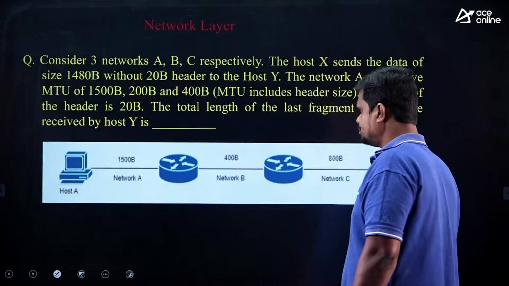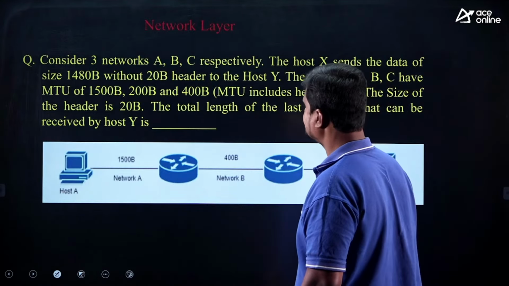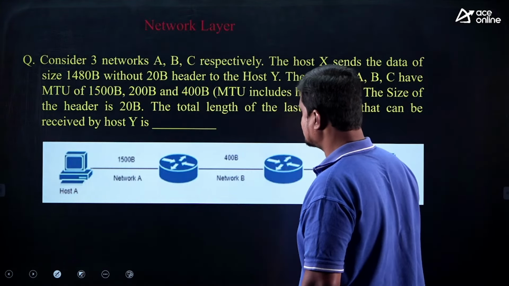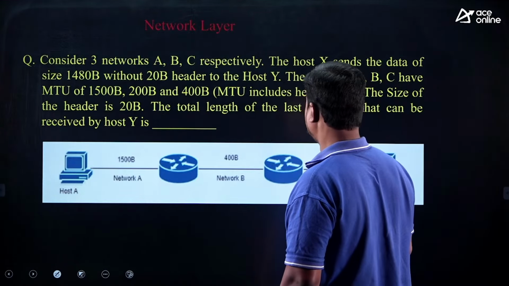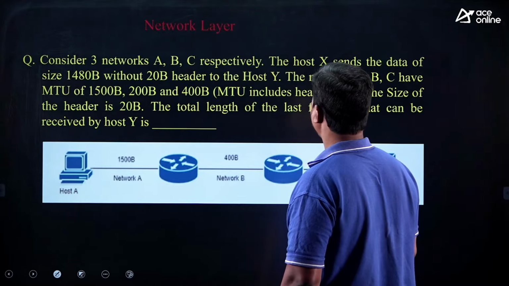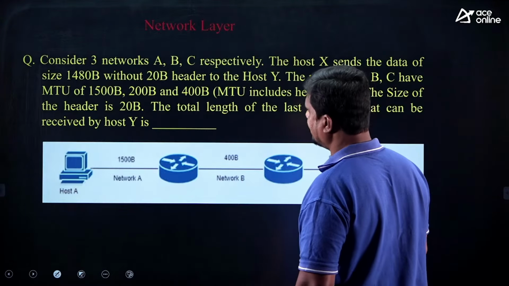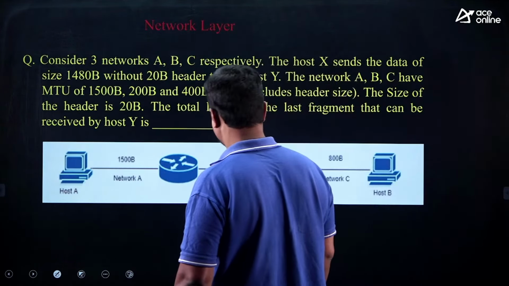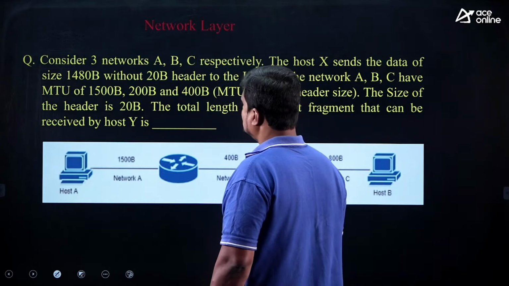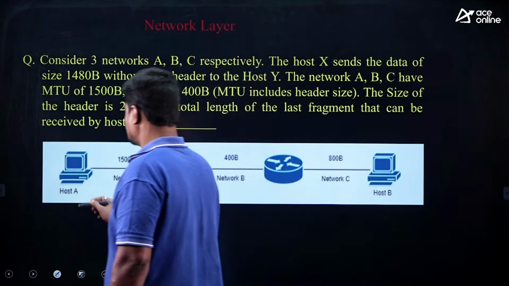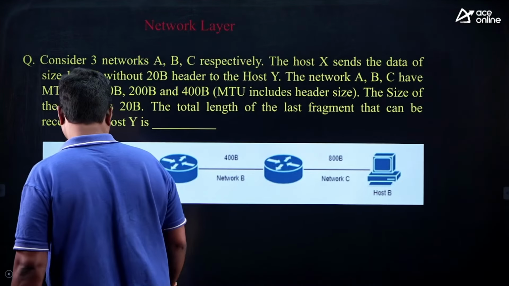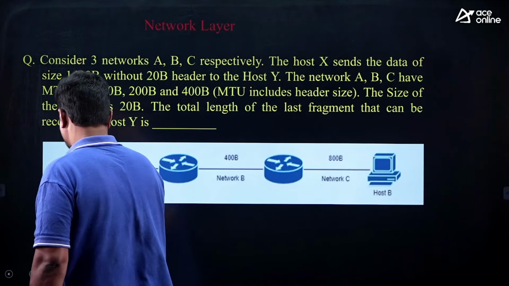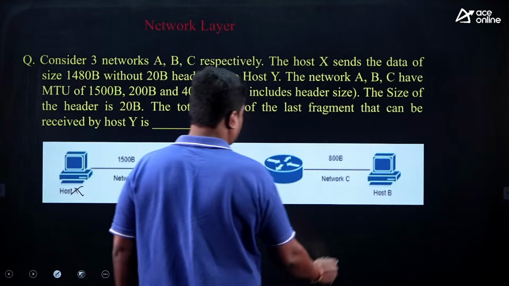Look at this question. Consider 3 networks A, B, C respectively. The host X sends the data size of 1480 without 20 bytes of header to the host Y. Okay. So this is your host X, and this is your host Y.